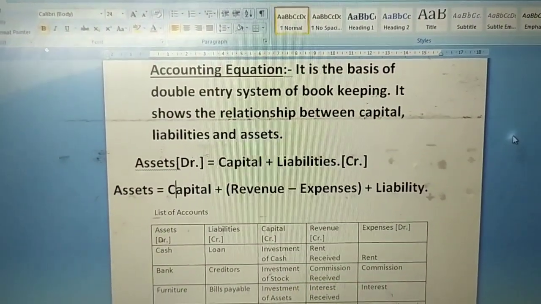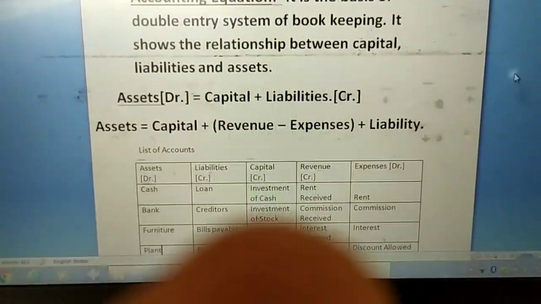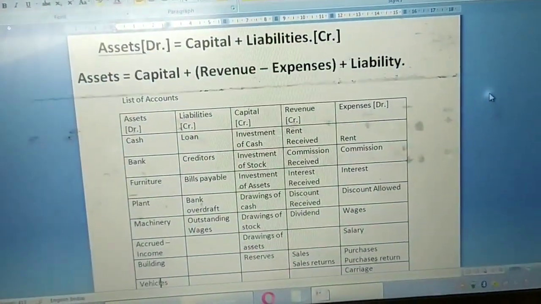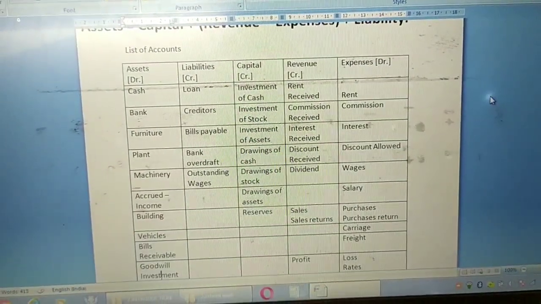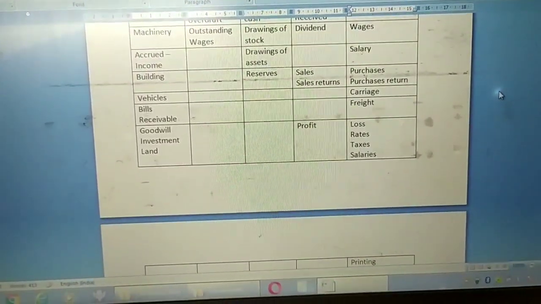different liabilities. They are loan, creditors, bills payable, bank overdraft, outstanding wages.